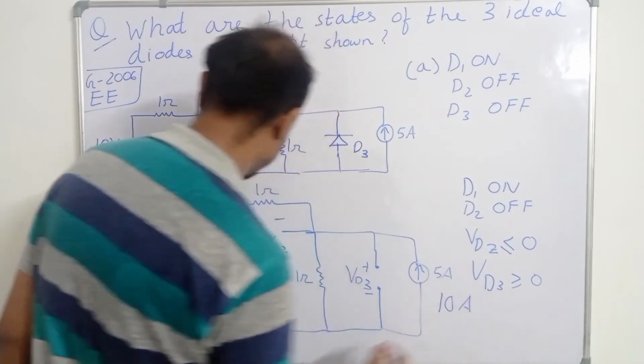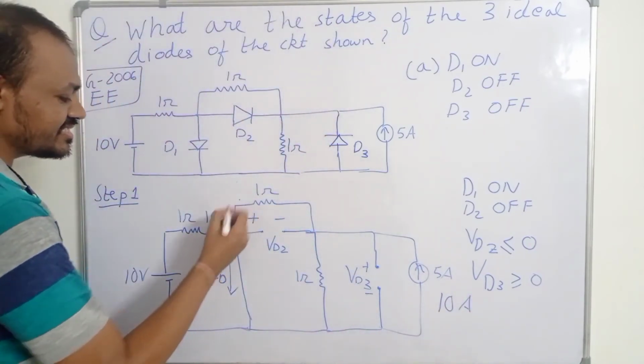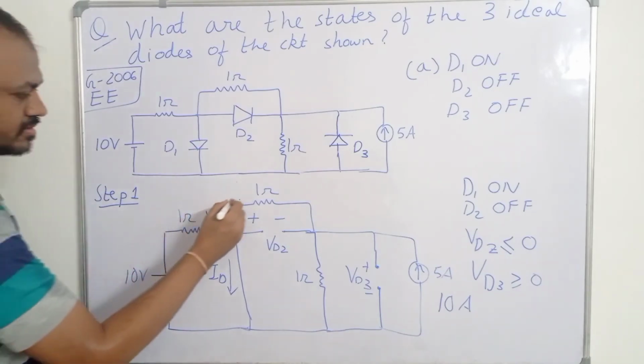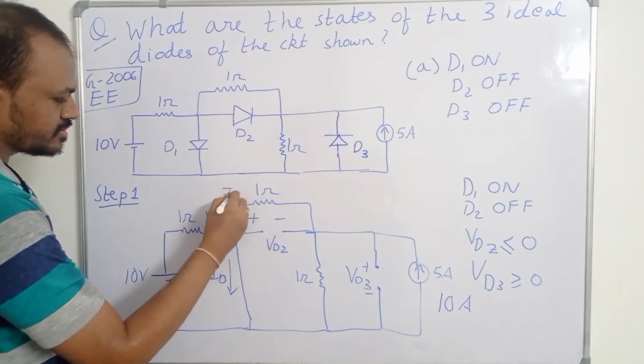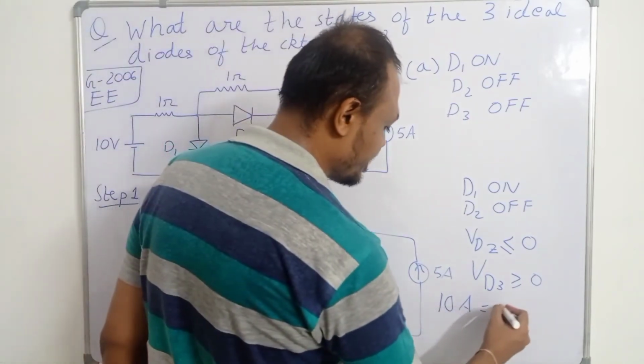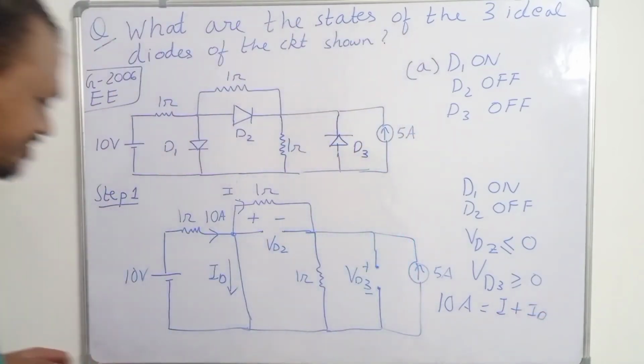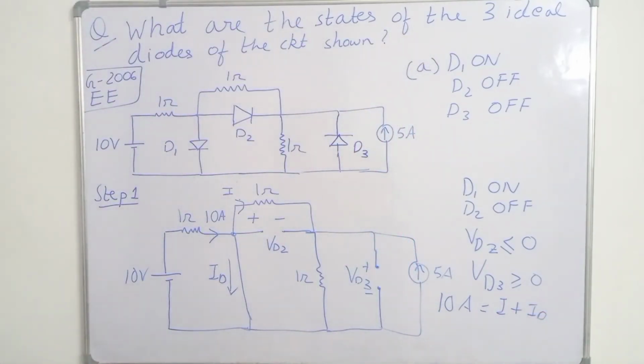10 ampere, let's say this current is I. So 10 equals I plus ID. This is the first equation, that 10 ampere equals I plus ID.